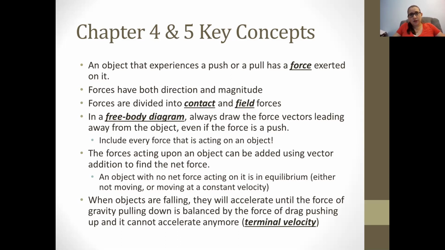The motion will not change if there's no net force. When objects are falling, they accelerate until the force of gravity pulling down is balanced by the air resistance, or the drag force pushing up. Once those two forces are balanced, it cannot accelerate anymore because there is no net force acting on that object. And so it will fall at a constant speed, which is called terminal velocity.